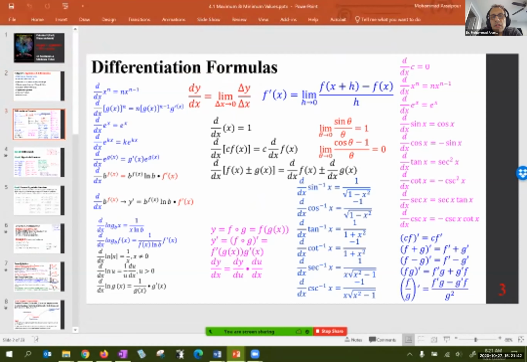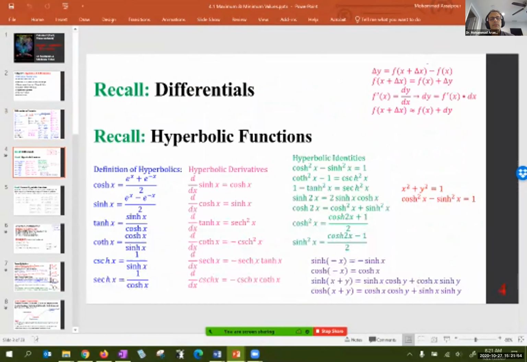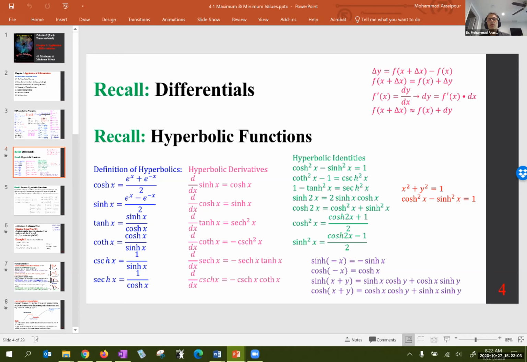Again, as always, it's important to remember the formulas for differentiation. And now specifically, as we discussed, the last section of this chapter deals with anti-differentiation. That makes it that important. So we remember the concept of the differentials. Delta y is f of x plus delta x minus f of x. That's delta y, and the differential is dx for x and dy for y, and dy by definition is f prime of x dx. And we looked at some applications of that.